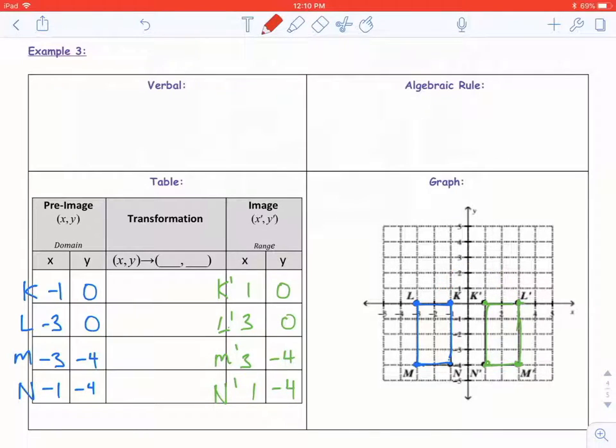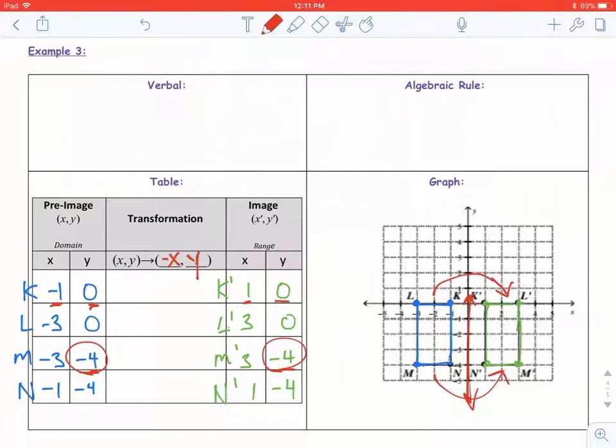Let me draw my arrow going the right way. We go from the pre-image to the image by reflecting over the y-axis right here. Notice if we reflect over the y-axis, our x value goes from negative 1 to positive 1 in this first point of K and K prime. And so let's write out our rule, which would be -x. Notice the y values are both 0, but then we could check another one that's not just 0 to make sure the signs aren't changing. Notice on M and M prime, they both have a -4. So we can certainly tell that our y value should stay the same.